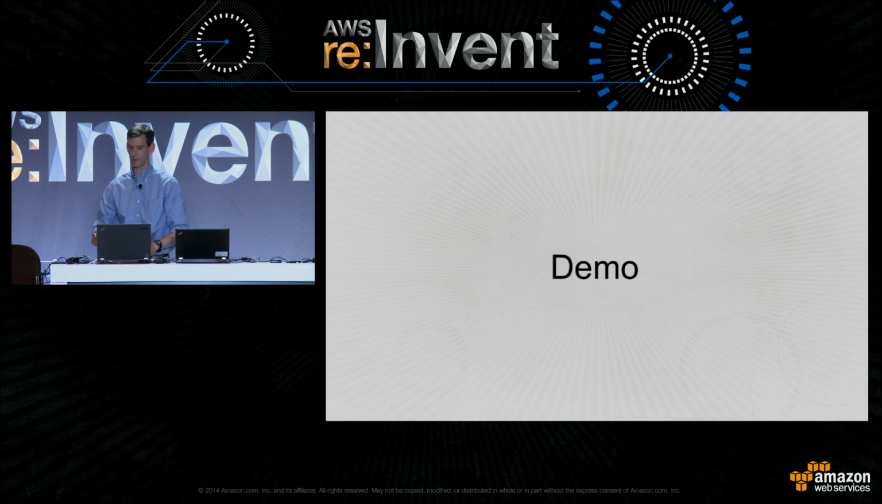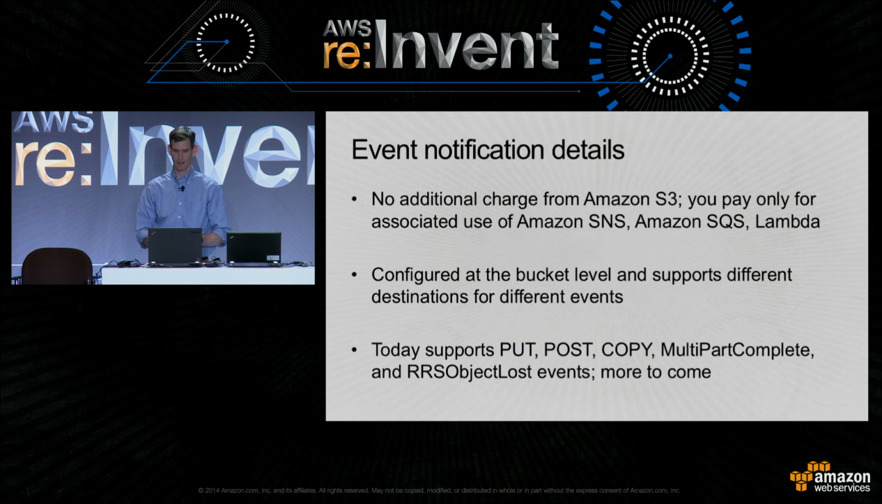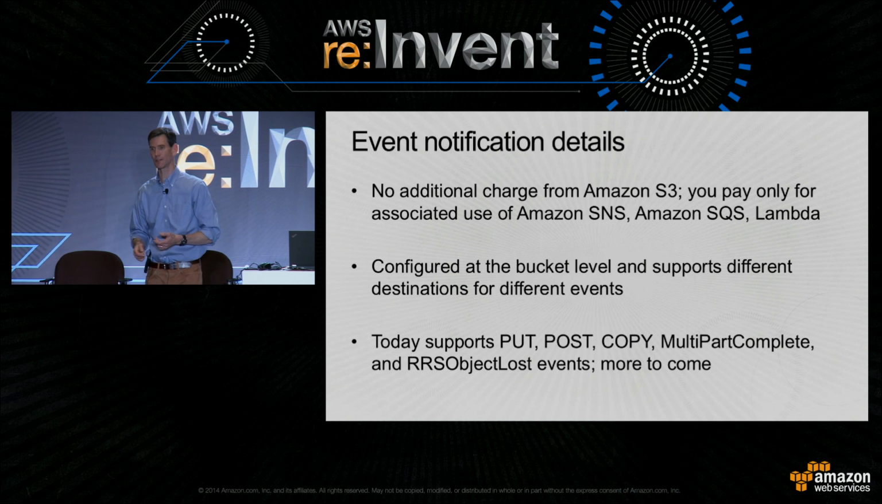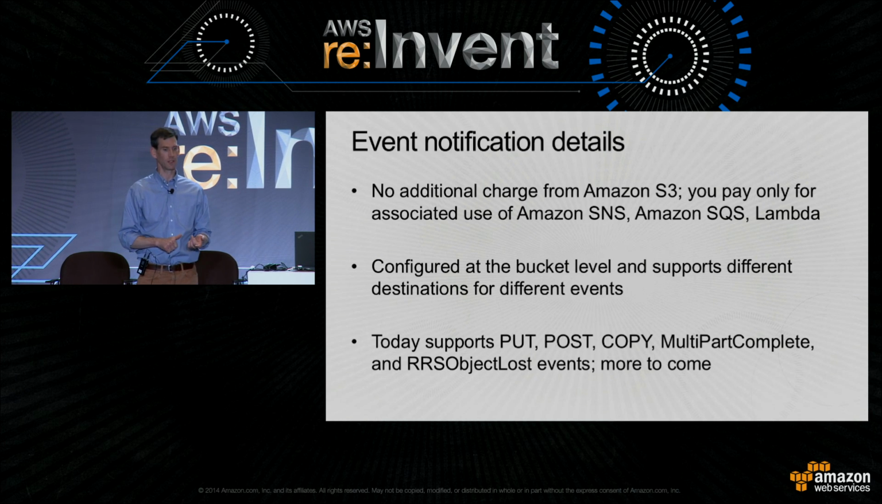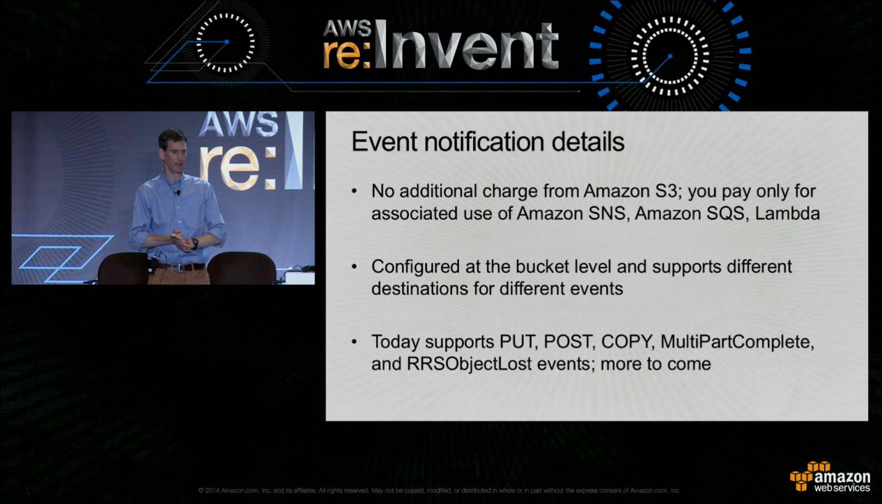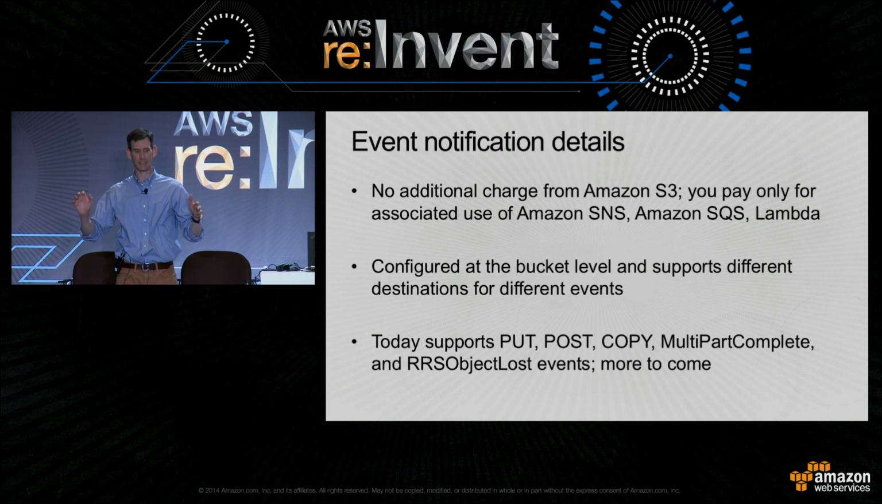Great. I'm going to tell you a little bit more about the notification feature, and then we'll show you one more demo. The first thing here is there's no additional charge from Amazon S3 for event notifications. You will pay for any associated use of SNS or SQS or Lambda, but again, no additional charge from S3. As you saw, when I configured this, you do it at the bucket level. So you can have a set of configurations, perhaps puts going one place in this bucket, puts going someplace else in another bucket. Again, it's at that bucket level.